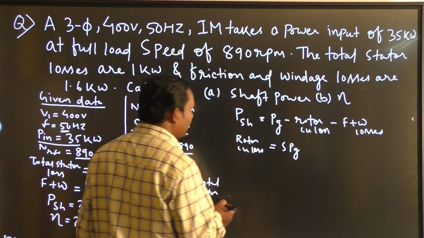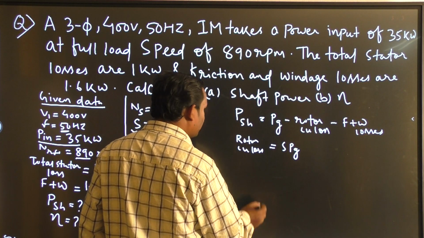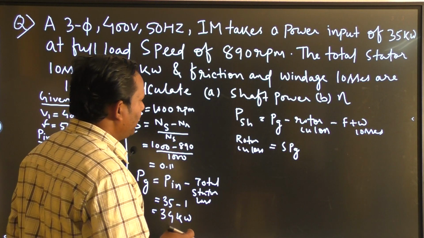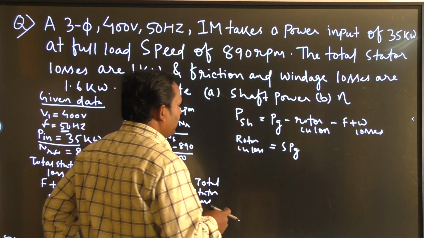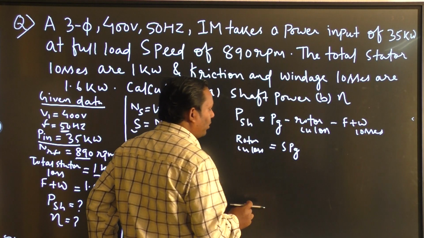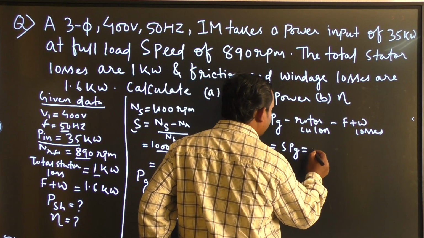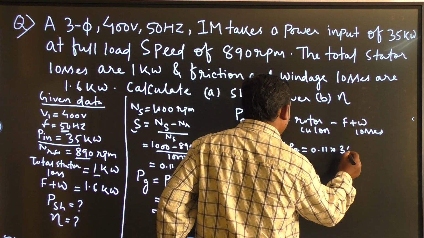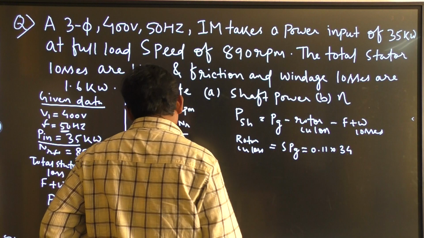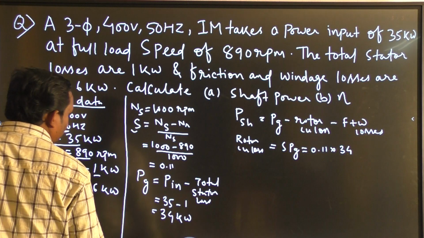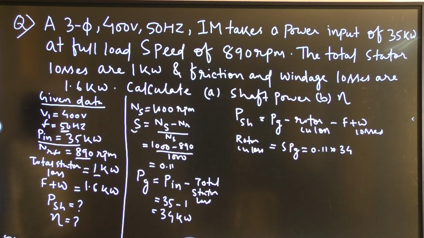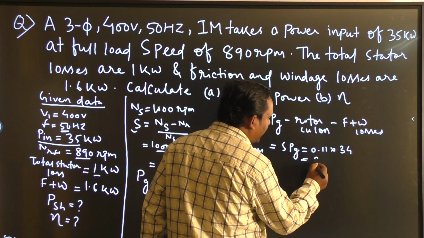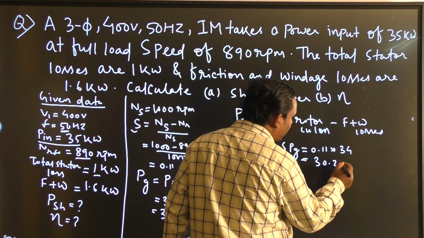Directly you can also mention, if we ignore the rotor copper loss, directly you can find the formula for mechanical power. But if you have to find the rotor copper loss, it will be S into PG. S is 0.11 into PG. PG is 34 kilowatt. So 0.11 into 34 kilowatt, it will come around 30.26 kilowatt.